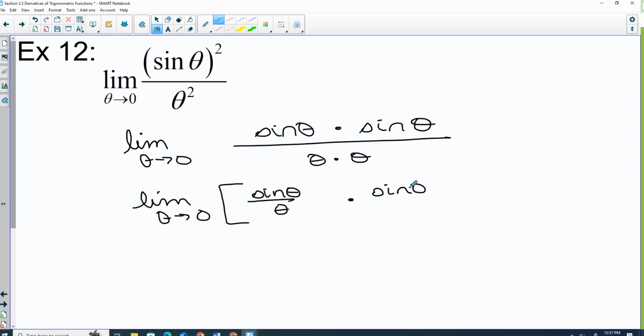And the reason we're allowed to do this is it's all multiplied, right? We can multiply in any order, we're just multiplying tops, multiplying bottoms. So if I multiply this, I still get sine squared on top and theta squared on the bottom. But if theta is approaching 0, sine theta over theta goes to 1 times sine theta over theta. 1 times 1.